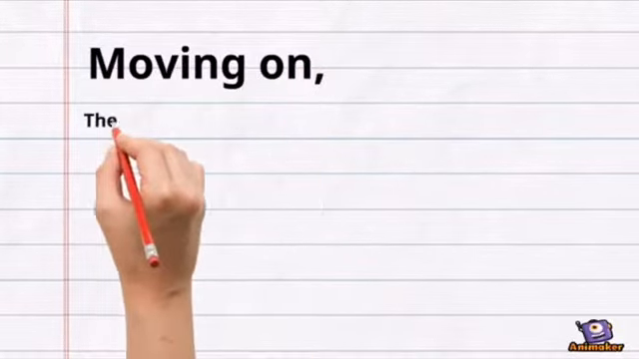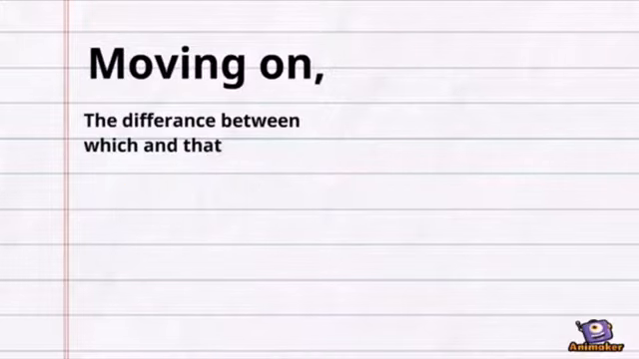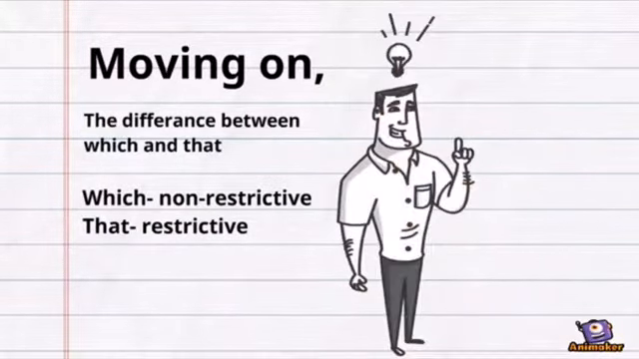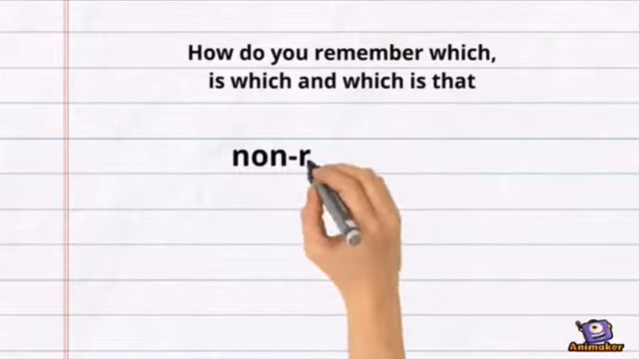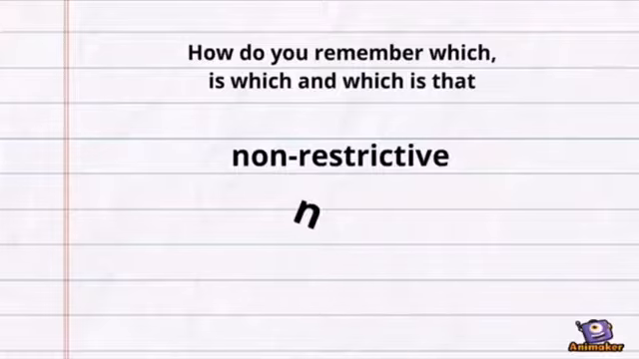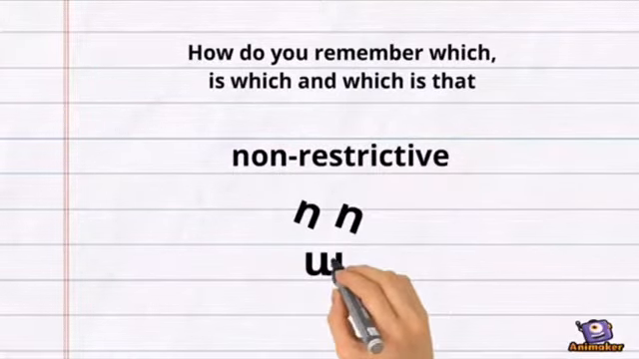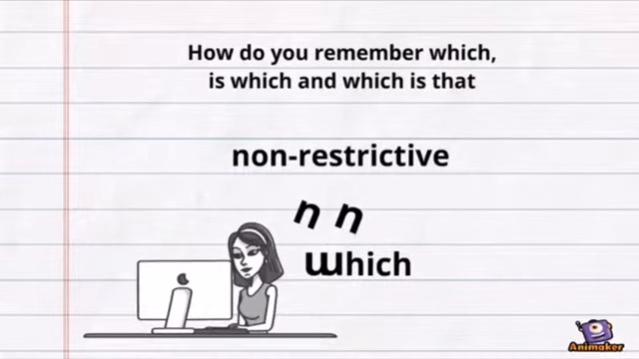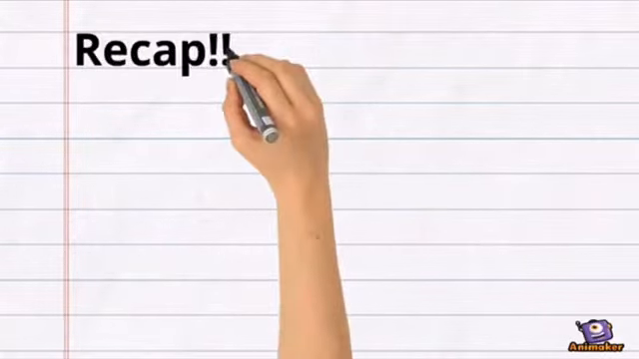Now we're moving on to the difference between which and that. Which is generally associated with non-restrictive and that with restrictive. But how do you remember which is which and which is that? Well, non-restrictive has two ends in it, and if you think about it, if you flip those two ends upside down, it creates a W for which.